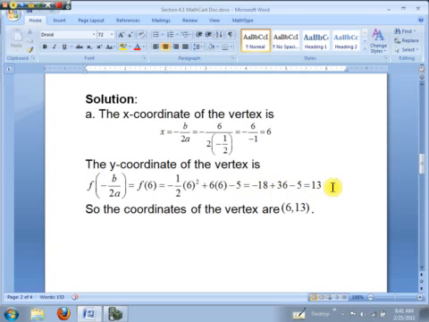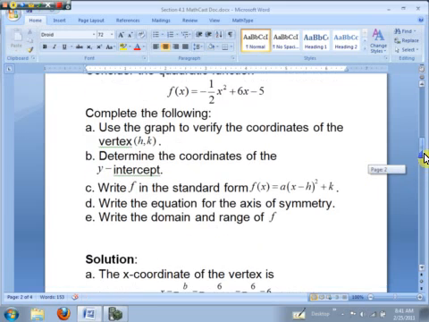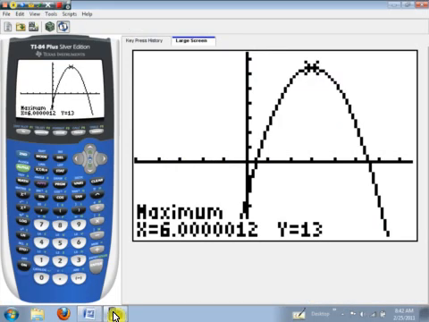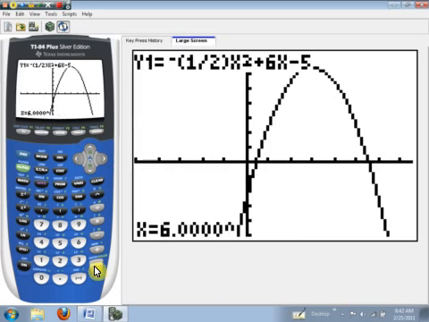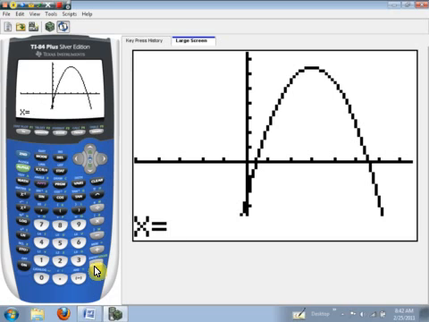Now in part B, we wanted to find the coordinates of the y-intercept. And again, we can use our calculator to help us get that. If we go back to the calc menu, that's the second key and the trace button. Notice here the very first option says value. So that means give me a value for x, and I can find the functional value for you. So I'll go ahead and put in 0 for x and hit enter. And notice when I do so, we get negative 5 for the y-intercept.